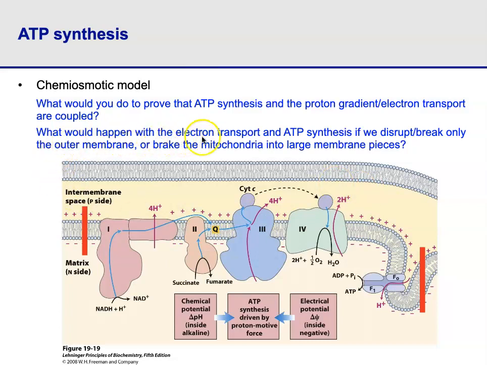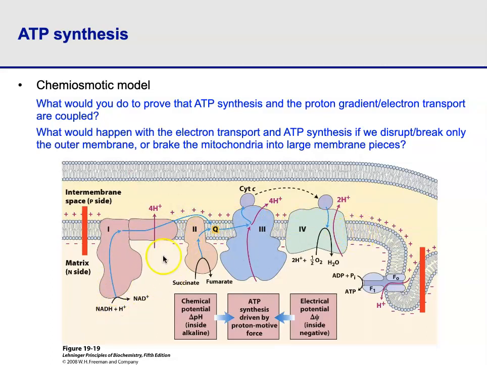What would happen with the electron transport and ATP synthesis if we disrupt or break only the outer mitochondrial membrane? So what would happen with these two processes if, let's say, we somehow destroy the outer mitochondrial membrane? And that's the only change that we're going to basically do to the mitochondria. What would happen with the electron transport?